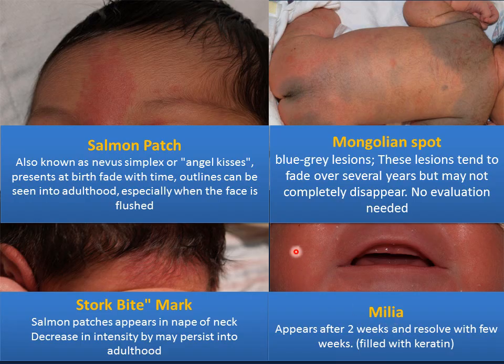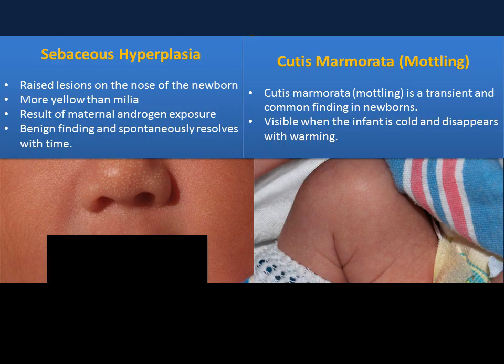Milia is a cyst filled with keratin. Appears in the face, can appear in the gums, and also over the hard or soft palate. It is a benign condition and disappears or resolves with time, requires reassurance.